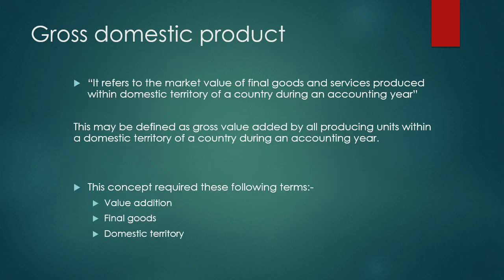So in detail we study what gross domestic product is. It refers to the market value of the final goods and services produced within the domestic territory of a country during an accounting year. So this is what it refers to, the market value of final goods. When we talk about final goods, what are final goods? Final goods are goods which are ready to be consumed by the final users. There can be two types of final users.